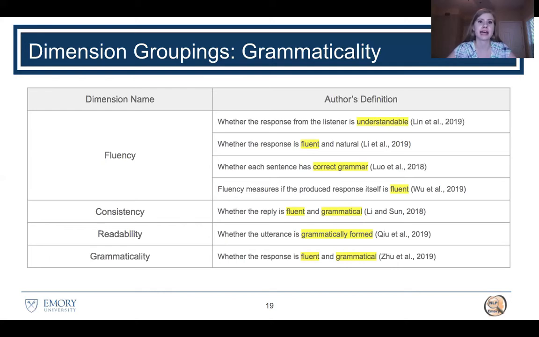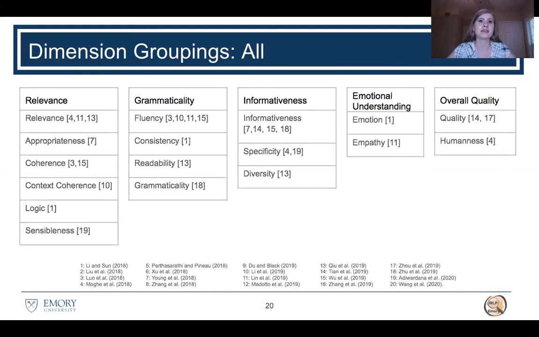And so due to this high definitional overlap, we thought that there was sufficient evidence for treating these 4 dimensions as the same thing, namely as measuring the grammaticality of a system response. We followed a similar procedure for the rest of the 21 dialogue dimensions that we observed in the papers, and we ended up finding 5 different dimension groupings that spanned 17 of those dialogue dimensions, which can be seen here. So these 5 groupings basically resulted in dimensions of grammaticality, relevance, informativeness, emotional understanding, and overall quality as main dimensions that previous works have used.